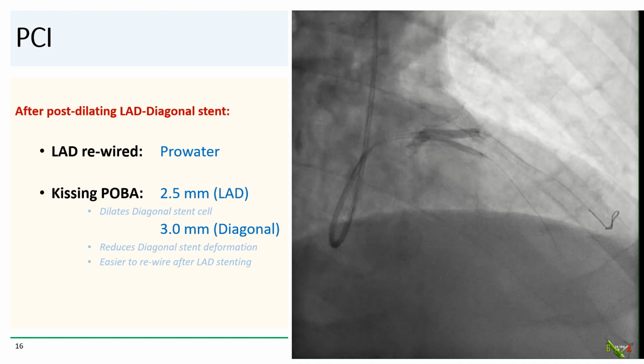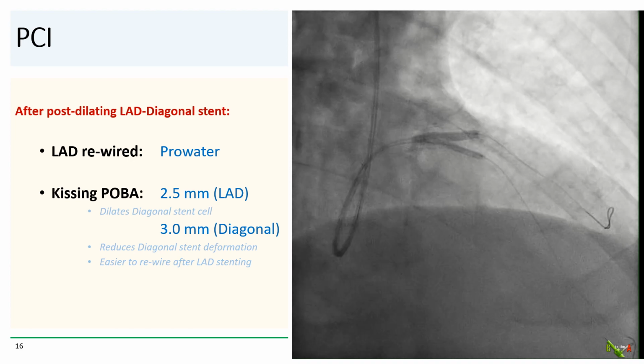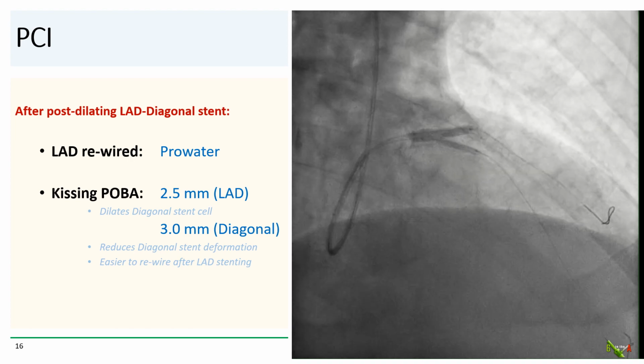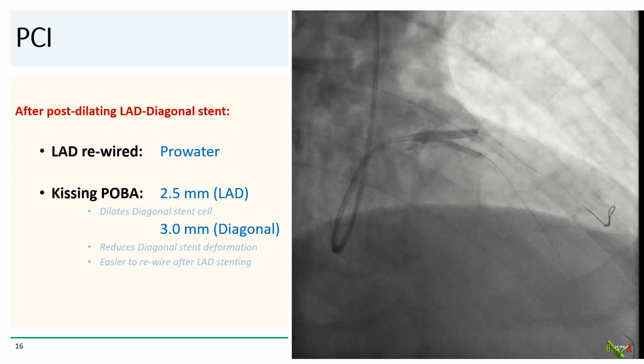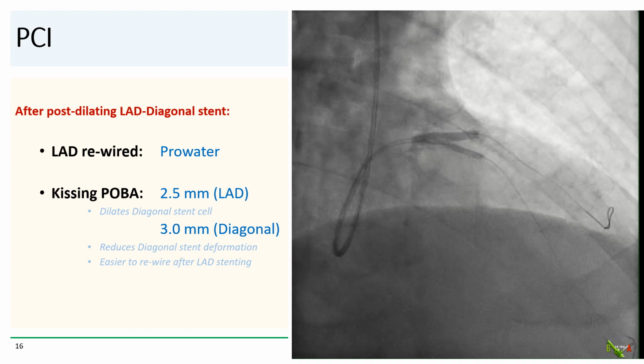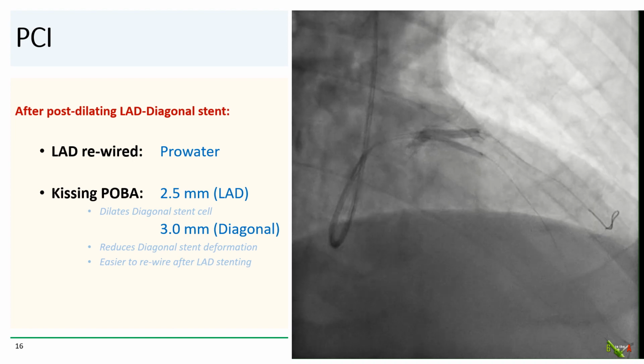After post-dilating the LAD to diagonal stent, we then rewired the LAD fairly easily with a Pro Water. We then passed a 2.5 millimeter balloon into the LAD to dilate the stent cell. I actually will also often do a kissing angioplasty step here as well. In this case, we used a 3.0 millimeter balloon in the diagonal.